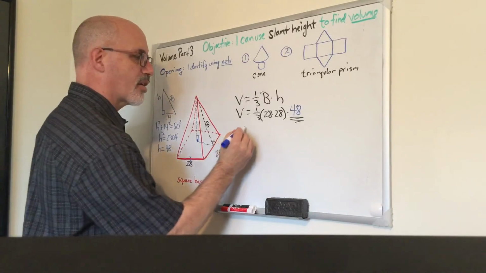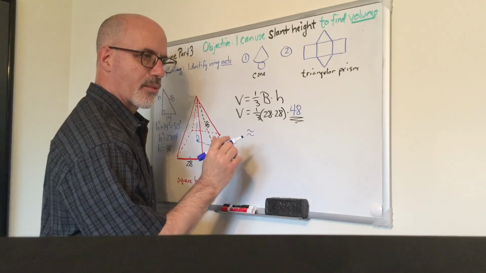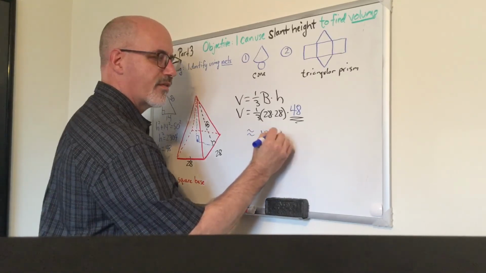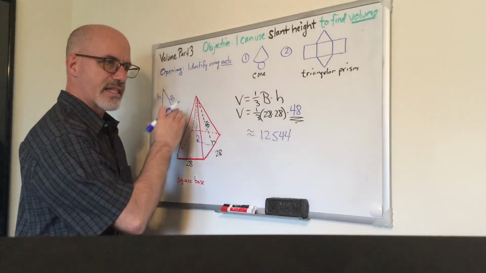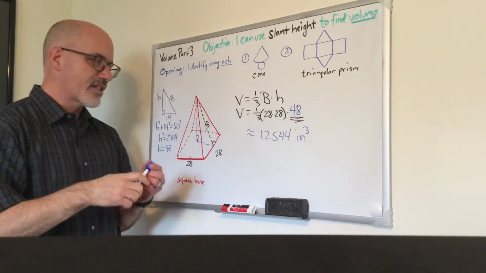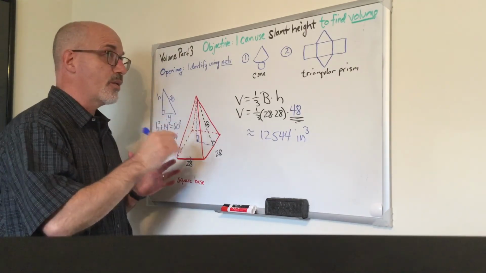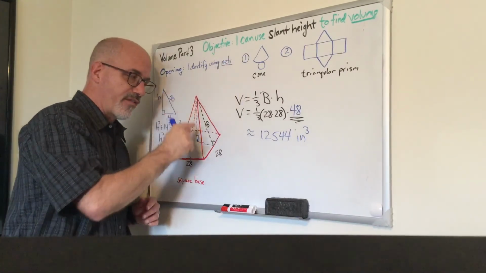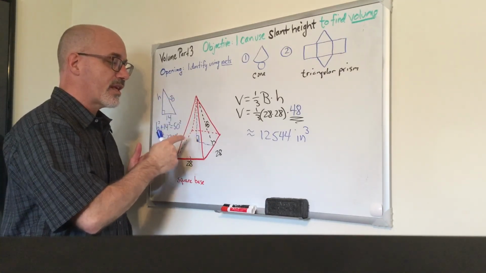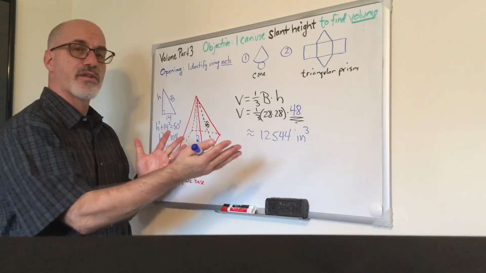Now that I've got that, I can calculate the volume of this pyramid. When I multiply it out, it's approximately 12,544, and since this is listed in inches, it's in cubic inches. So remember, the slant height is on the face of the figure, whether it's along the edge of a cone or along the face of a pyramid. Use that information, whether the height or the base is given, to calculate the height and find the volume of your pyramid.